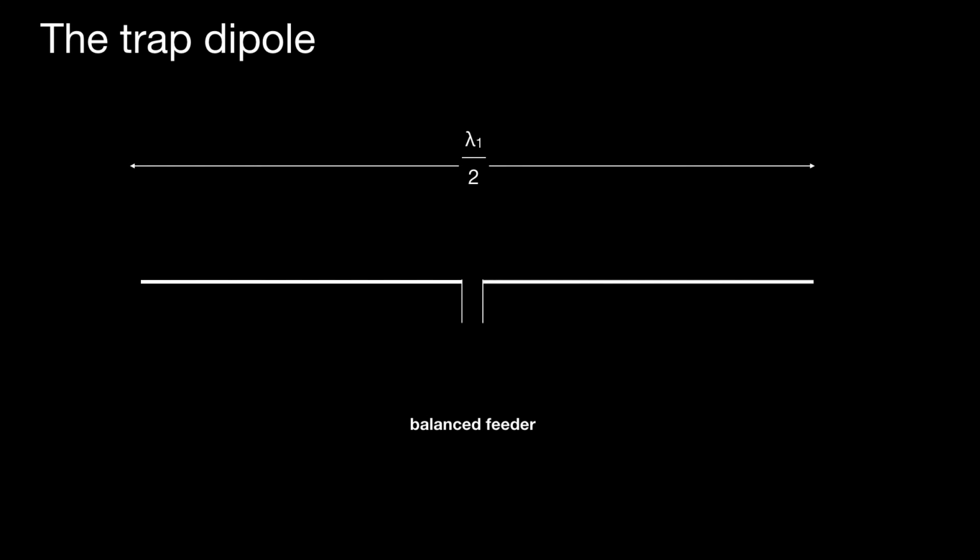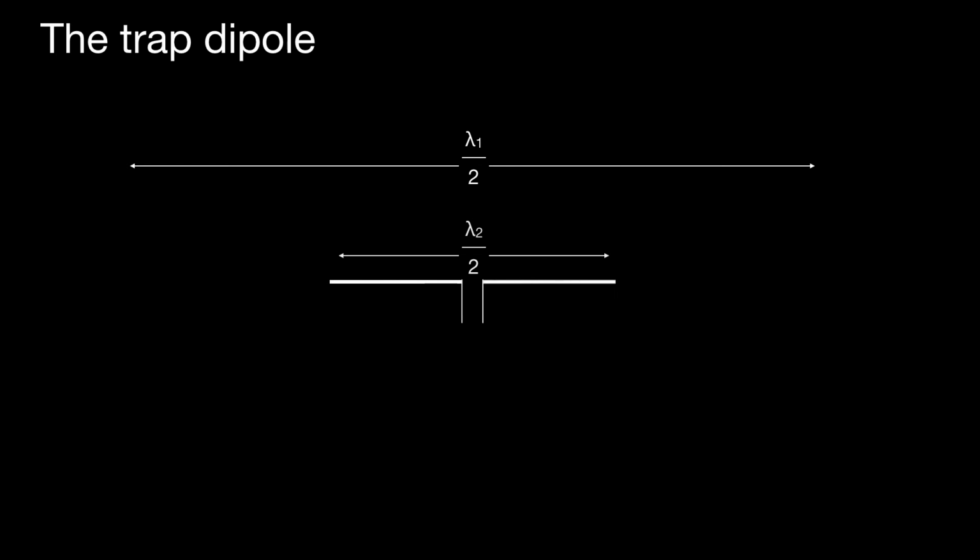And in fact, that's what happens. It's called the trap dipole. We simply take our antenna, make it shorter so that it's fine at lambda 2, or in our case 14 megahertz, and we put in parallel tuned circuits. And these are added, and then further length is added after the parallel tuned circuit to make it okay at lambda 1.